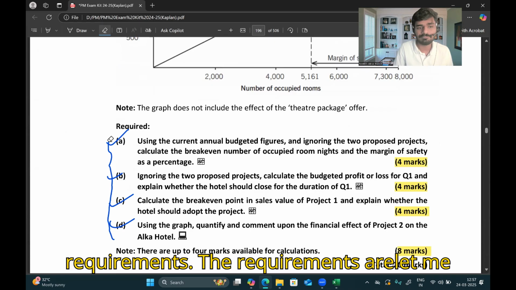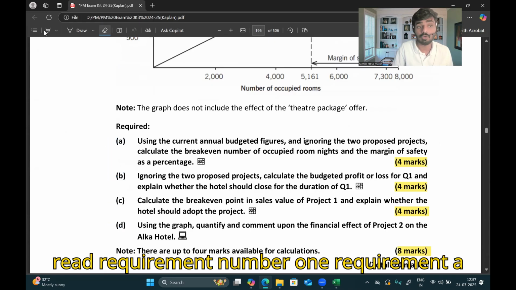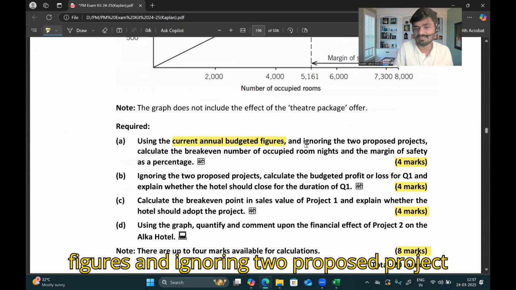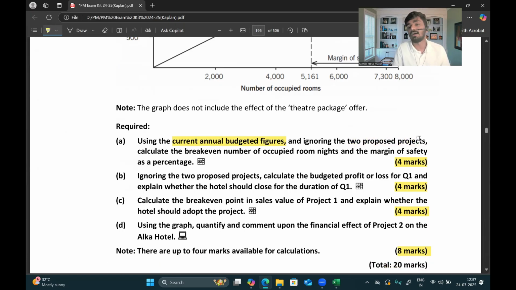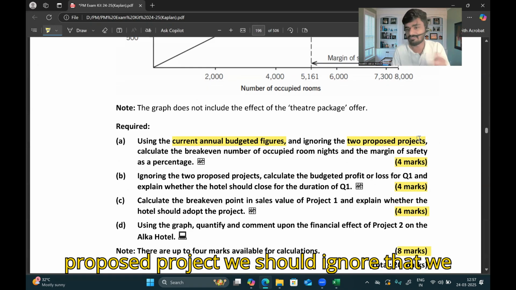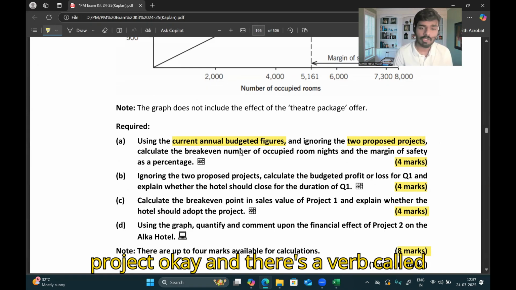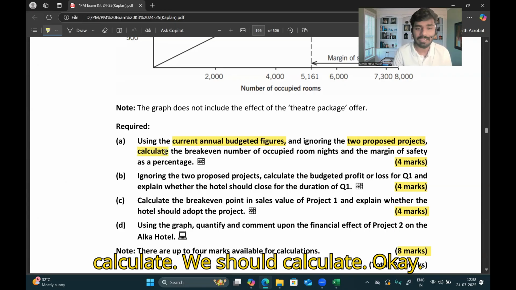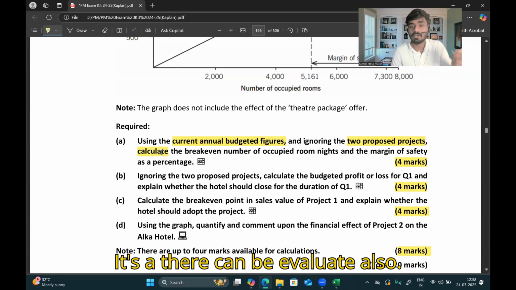Let me read requirement number 1. Requirement A: Using the current annual budget figures and ignoring 2 proposed projects. They're saying there are 2 proposed projects, and we should not consider them. And there's a verb called calculate. They're asking us to calculate.